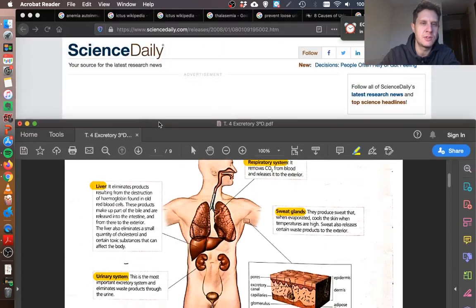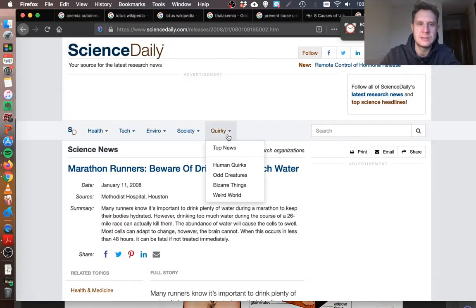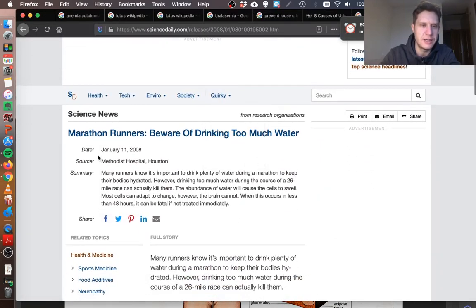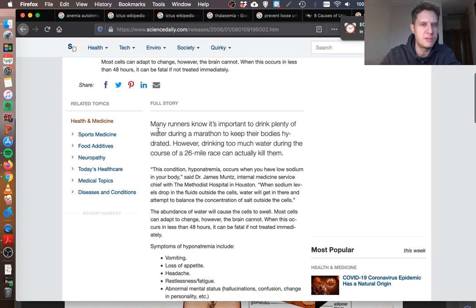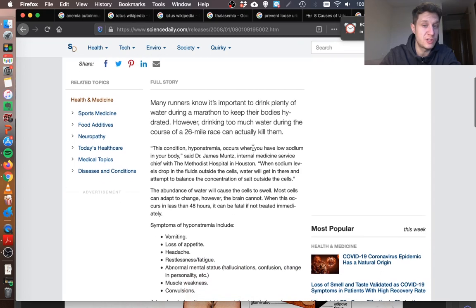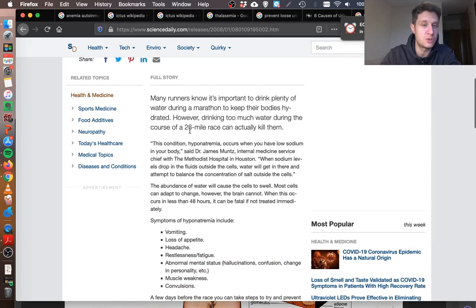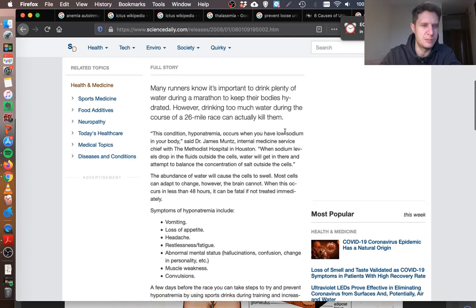Okay, I've found here this information, Science News. It says many runners know it's important to drink plenty of water during the marathon to keep their bodies hydrated. However, drinking too much water during the course of the 26-mile race, about 42 kilometers, can actually kill them.